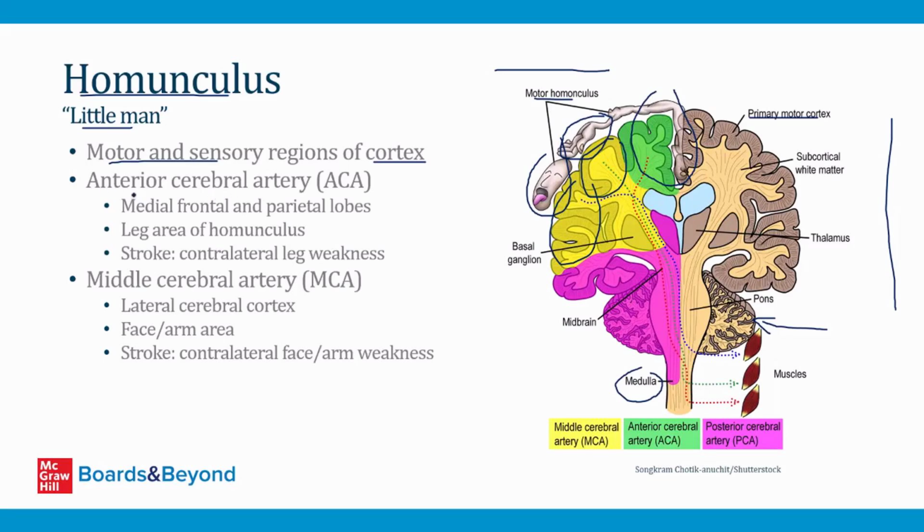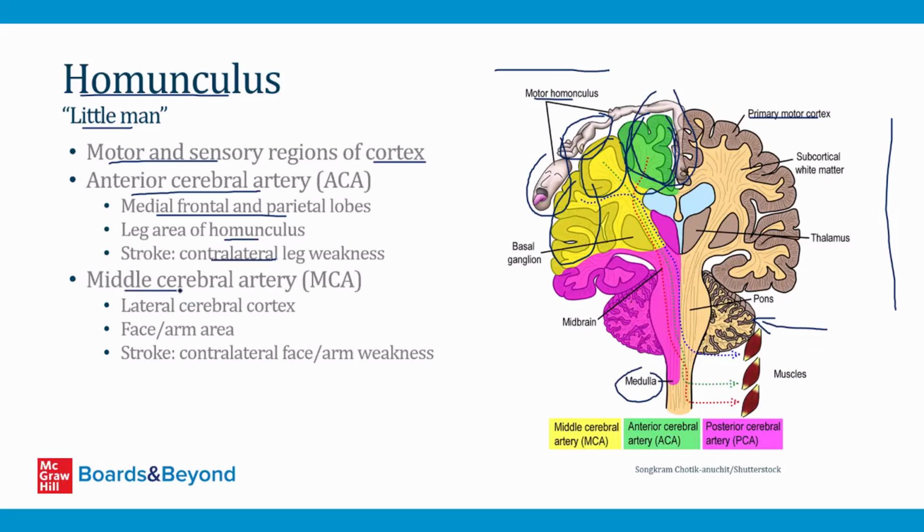If you have a stroke involving the anterior cerebral artery, that's going to affect everything in green shown here, which you can see from the homunculus refers to the legs. So in anterior cerebral artery strokes, you get damage to the medial frontal and parietal lobes. That's this region in green. That's the leg area of the homunculus. And so the major feature of ACA strokes is contralateral leg weakness. And this is because of the homunculus and the way these motor neurons are laid out.